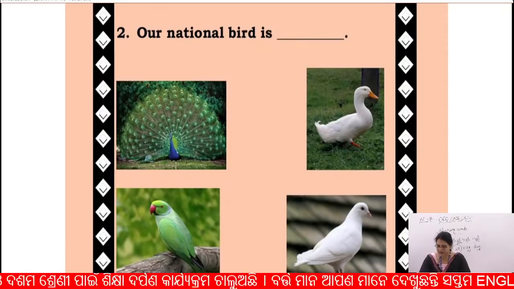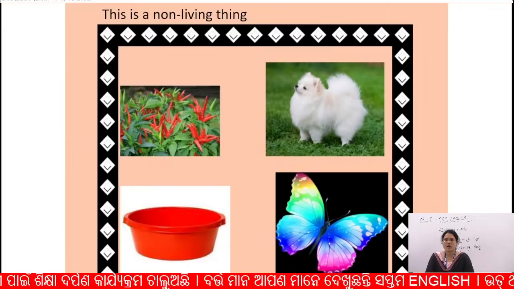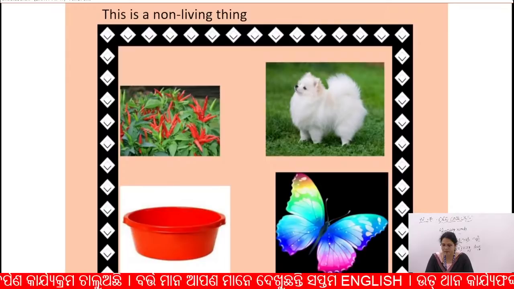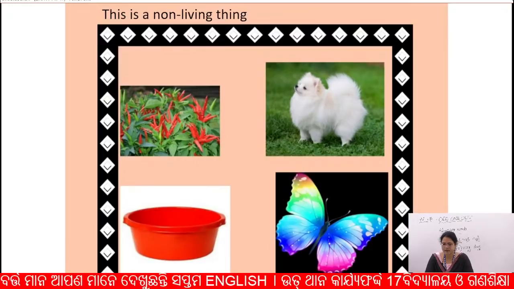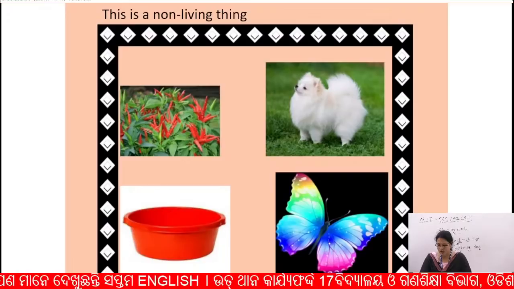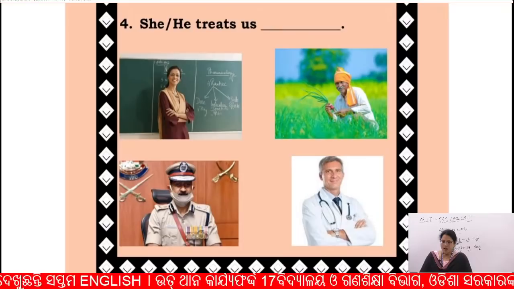Now, students, this is a non-living thing. Look, a butterfly, a small beautiful white dog, and red chilies, and a tub, a bathtub. What is different? Who is a non-living thing? Yes, the tub is a non-living thing. So, this one is the odd one out. Tick that one. Now, question number 4, students.